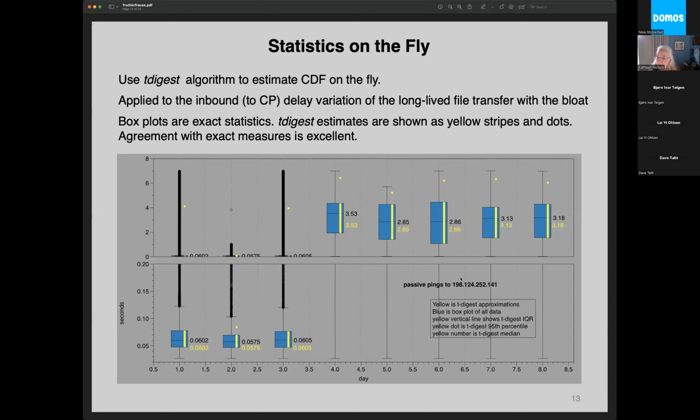There's something called T-Digest, which is just great for that. I just wanted to show here that the yellow lines are T-Digest estimates. This is post-processing a trace, and the boxes are the actual values. So it's doing a really good job of getting pretty close. You can also see some fun data here where these passive pings got really, really long.